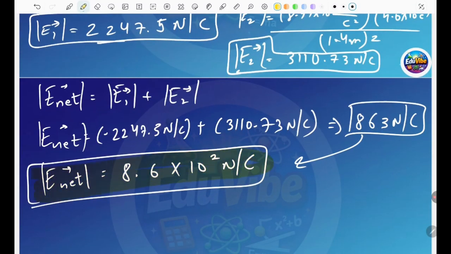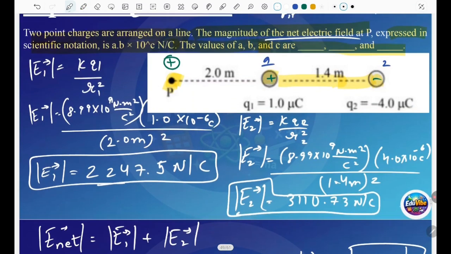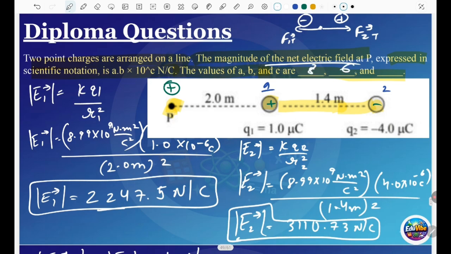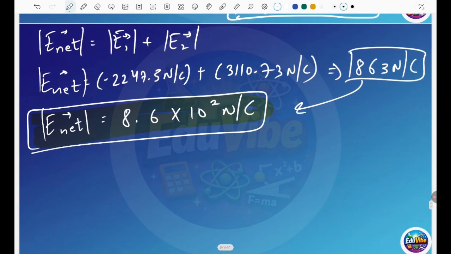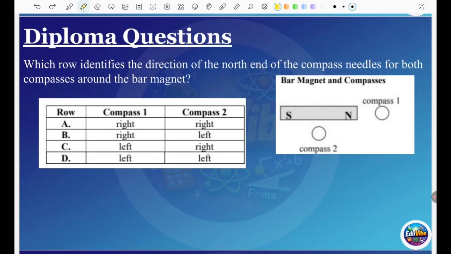So in numeric form, your numbers are 8, 6, 2, 6, and 2. That's how you can find the net electric field. Let's move on to the next question.